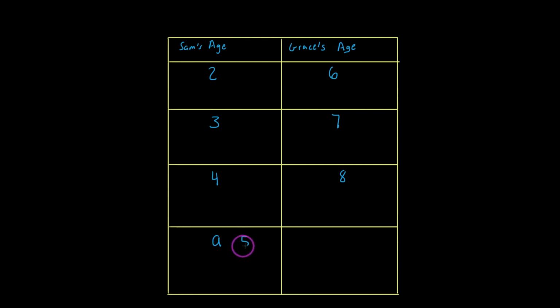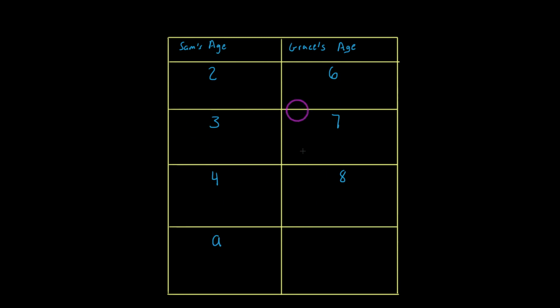You might think that. But I'm not necessarily interested in finding out how old Grace is when Sam is 5 years old. So I'm going to undo the 5. The 5 doesn't necessarily have to go there. I'm more interested in finding out how old Grace is with whatever value I plug into this empty cell for Sam's age. Another way of thinking of it is, how old is Grace with whatever value is in this variable?